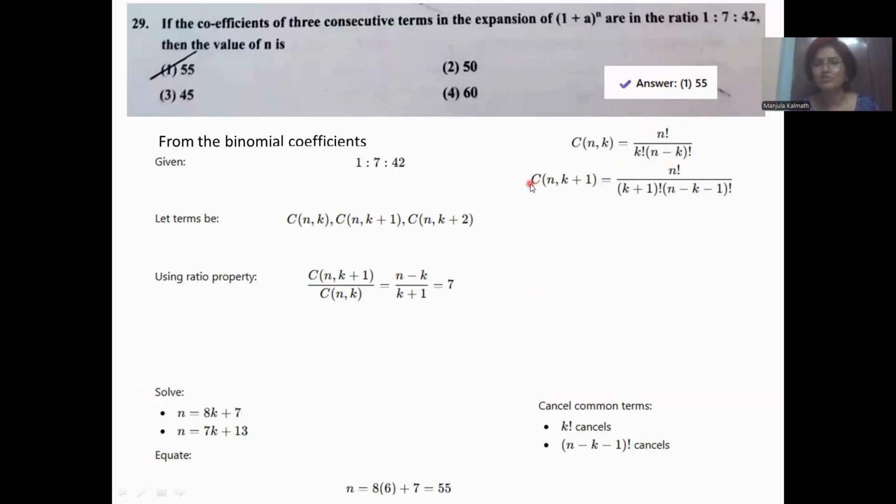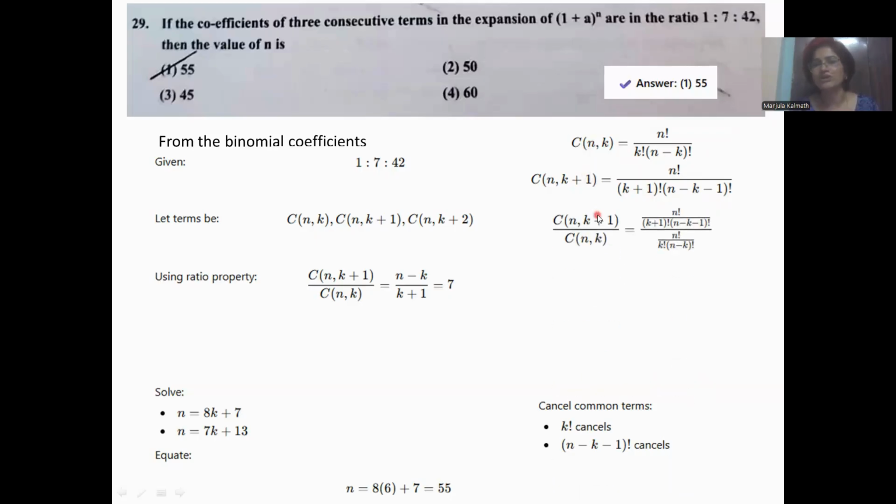And the second term value, C of n comma k plus 1, equals n factorial divided by k plus 1 factorial times n minus k minus 1 factorial. So from the formula for C of n comma k, this is how C of n comma k plus 1 comes. Wherever there is a k, we have to substitute k plus 1. Here k plus 1 means n minus k minus 1, and where we have k factorial, we substitute k plus 1 factorial. So this is the first term and this is the second term.